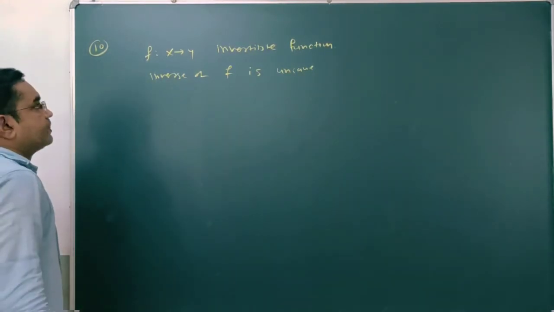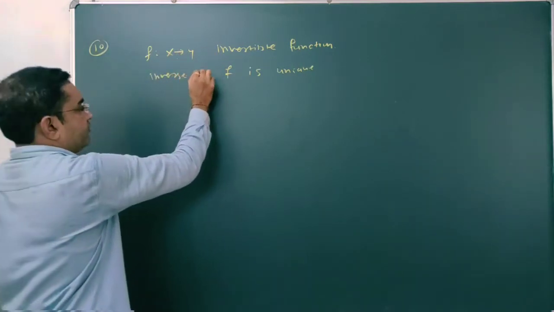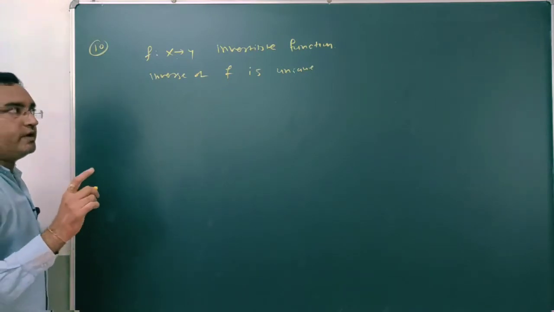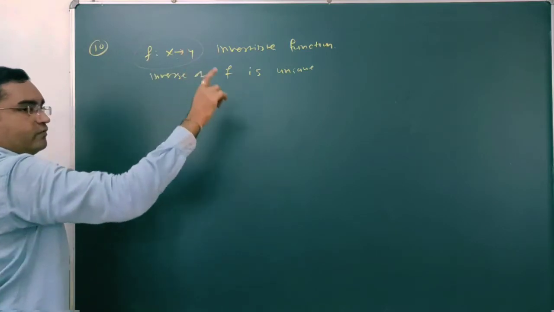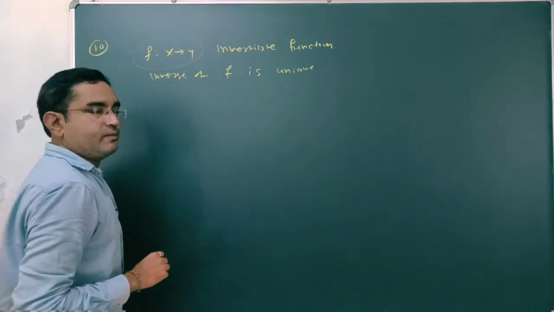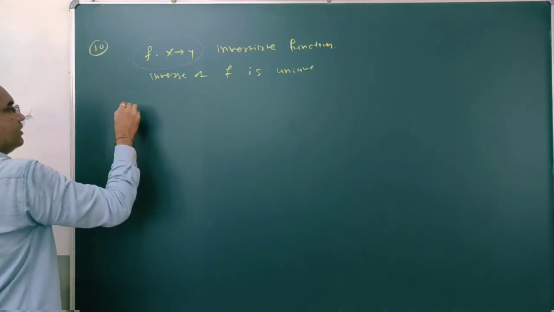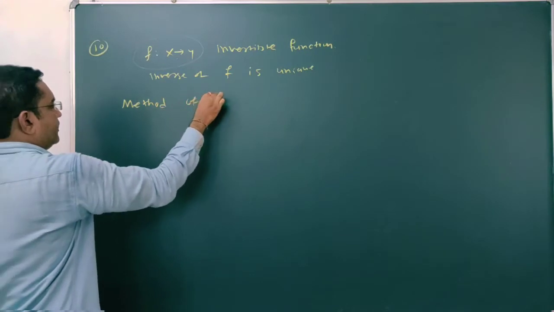So here function f from x to y is an invertible function and we have to prove that if the inverse of f exists, it will be unique. Unique means one and only one. If we find the inverse of any function, only one inverse will come, no other inverse will be found. So how do we prove this? Look. To prove this result we will use the method of contradiction.